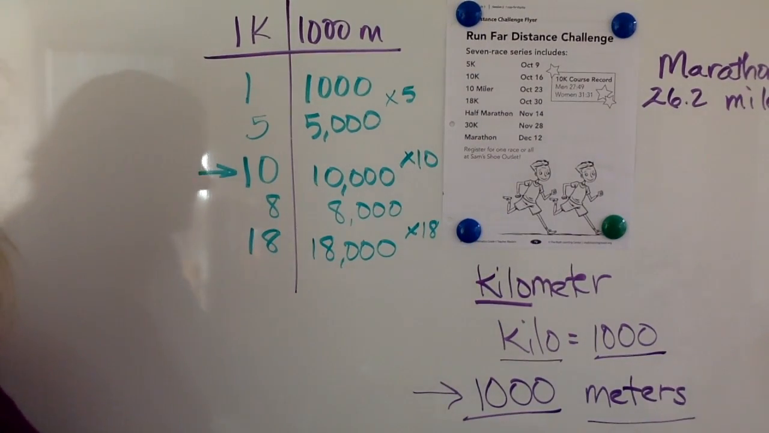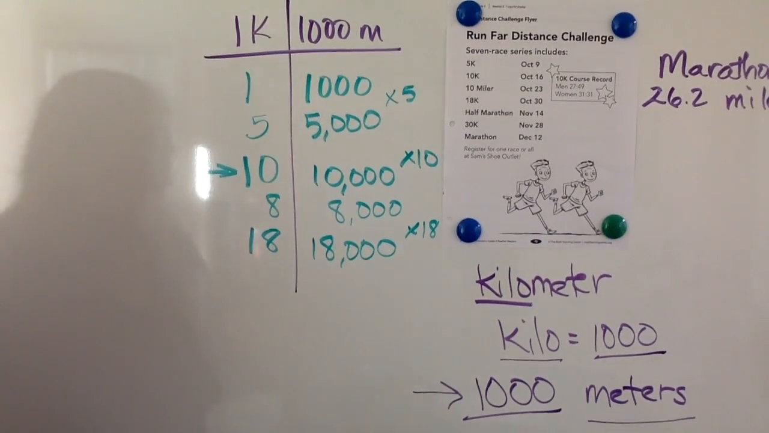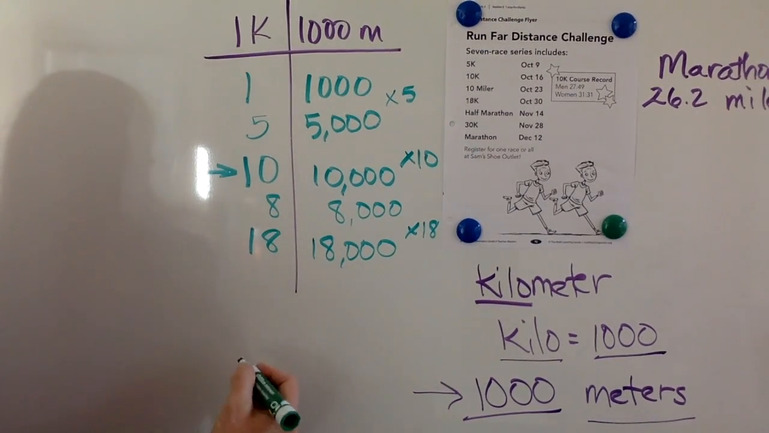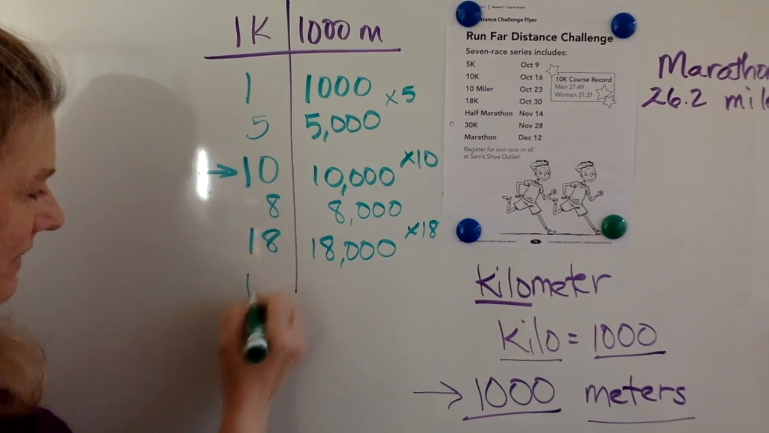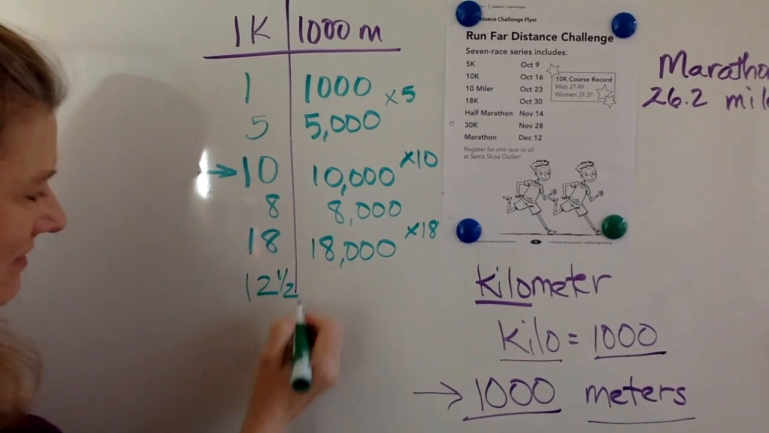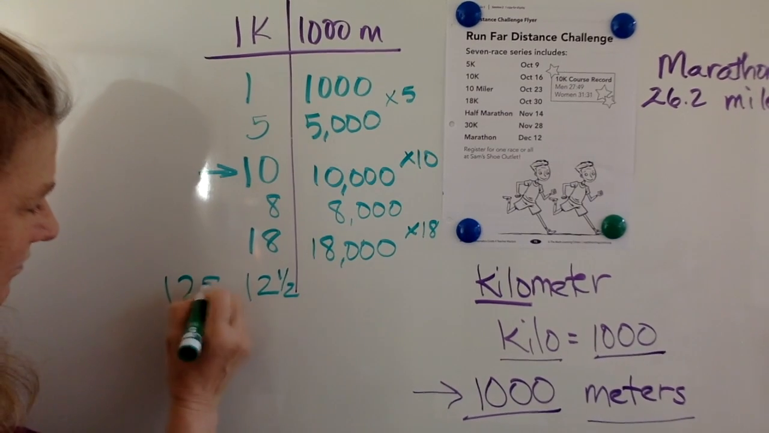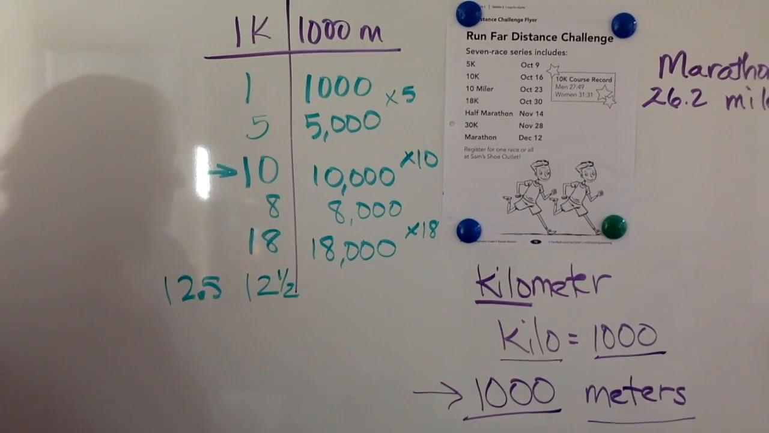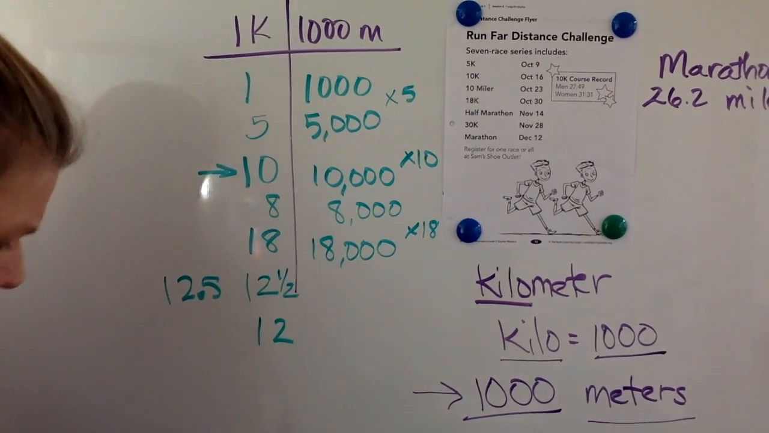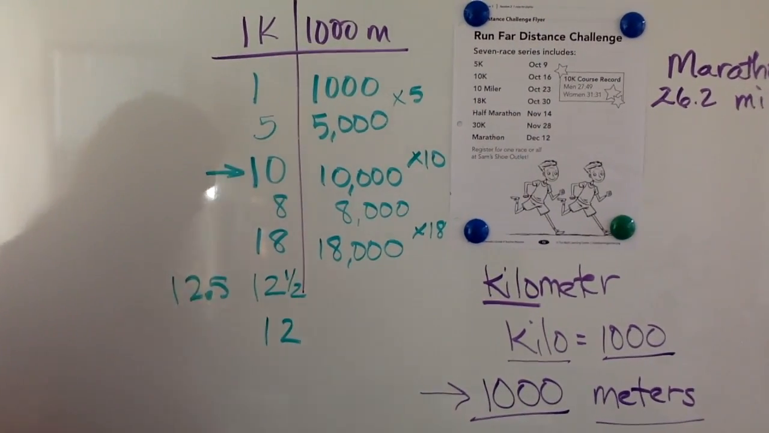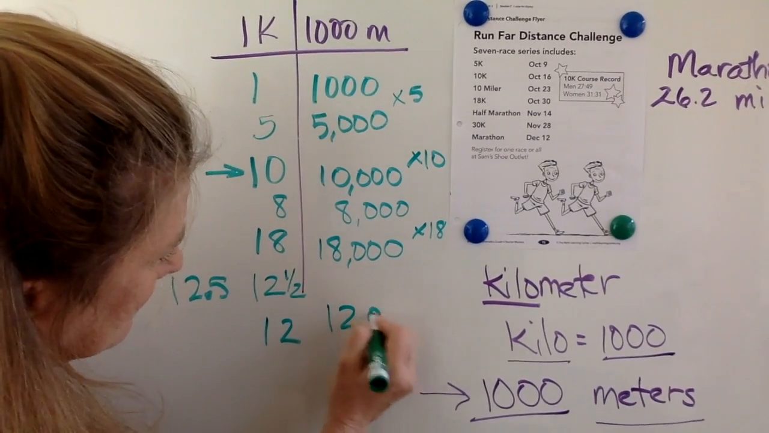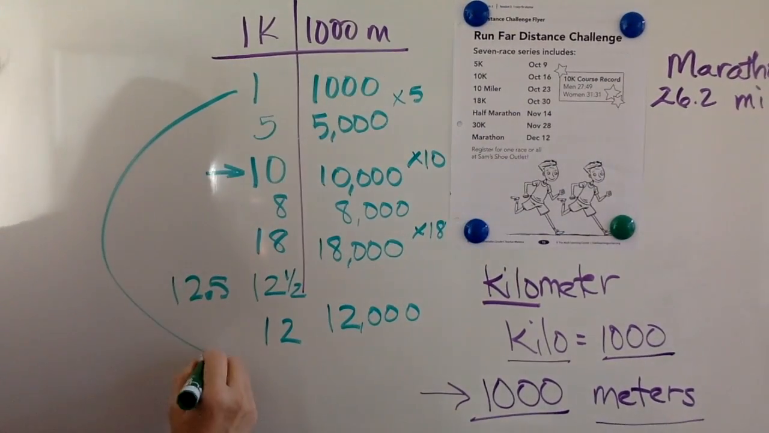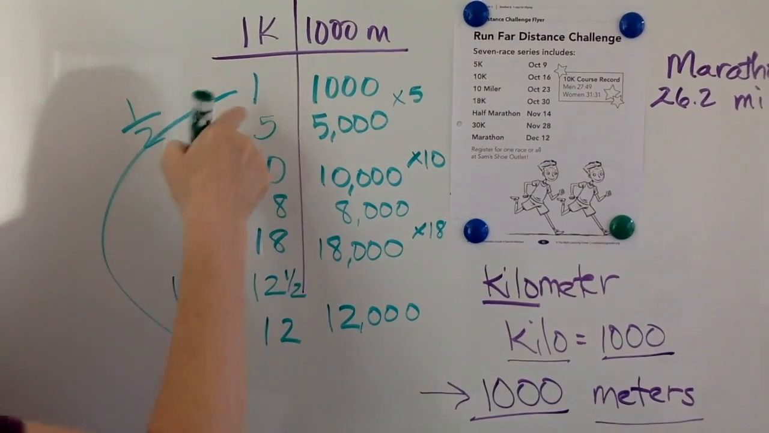So let's say you did a race, you were trying to do the 18,000 meters, the 18K, but it was just too far. And so you only made it 12 and a half K, or another way to write that is 12.5K. Let's say you only got that far. Well, okay, 12K, with the way we've been doing this, is 12,000. But how much is just half of the K?